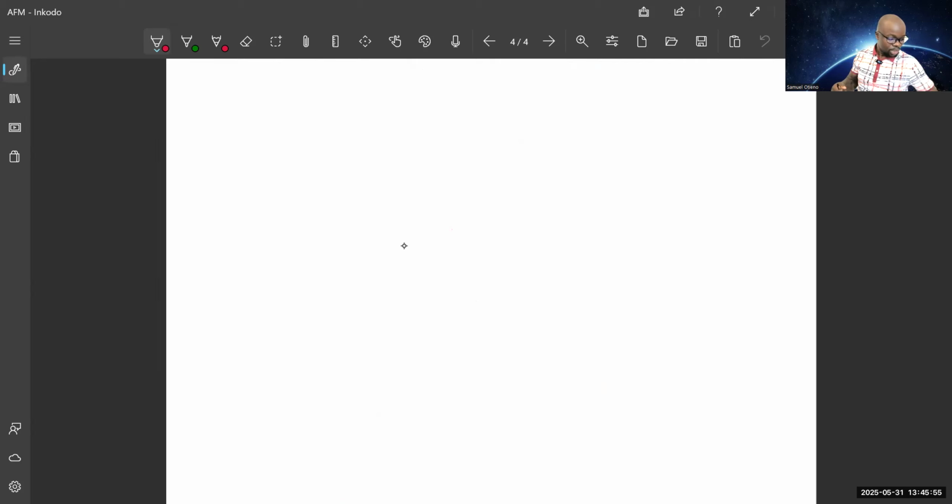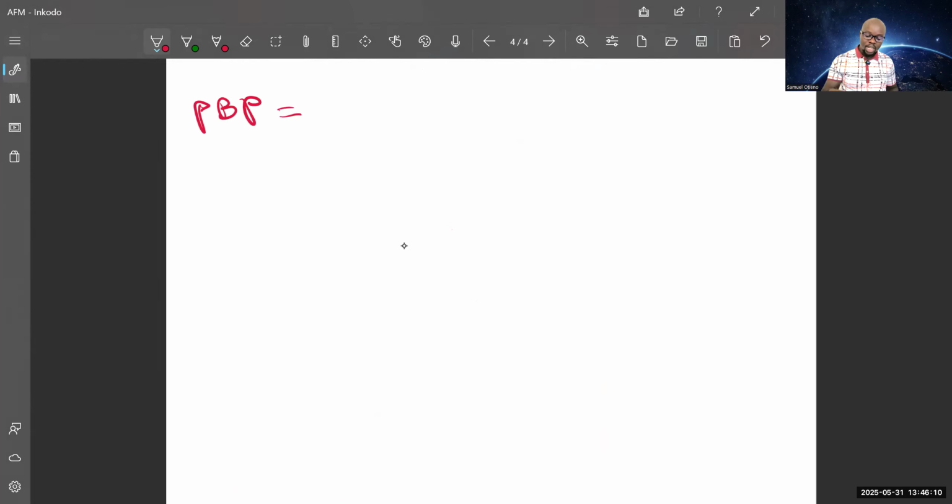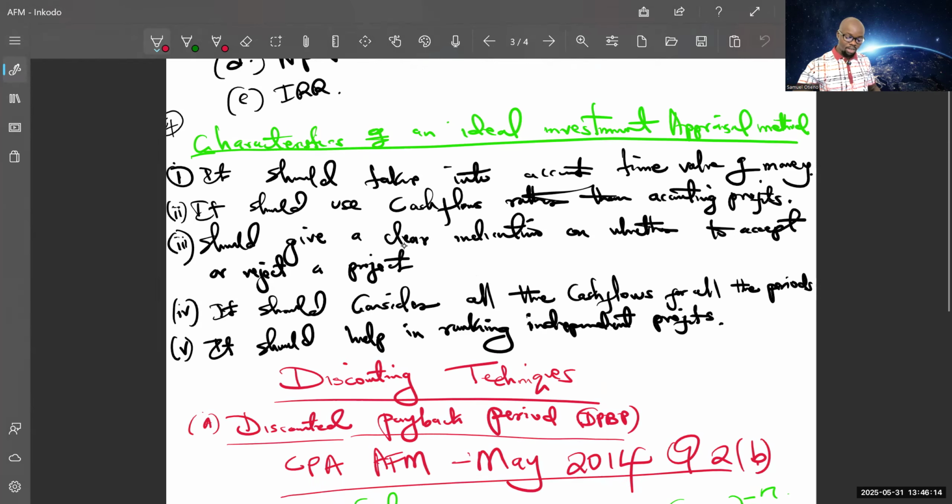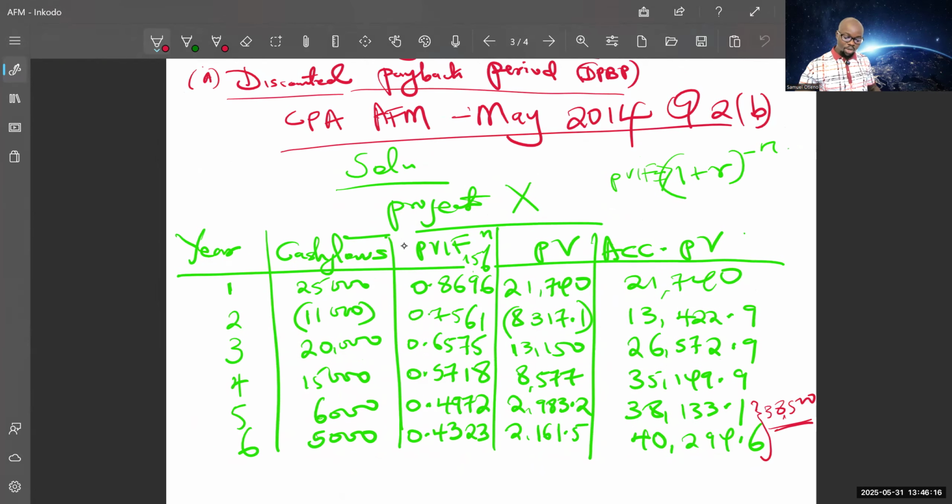Now, the approach that we're going to use is very simple. To get the payback period, the period we are going to take to recover back our investment, it is very easy. We are going to take the period that we've already looked at. I want you to check back. At what point did we say that we're going to recover the amount? We're going to recover it between year 5 and year 6.